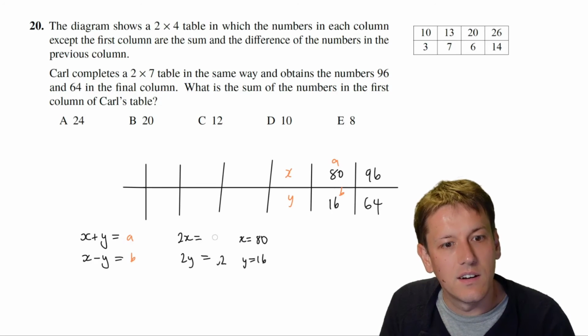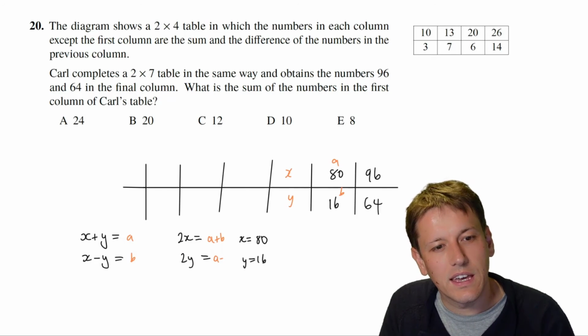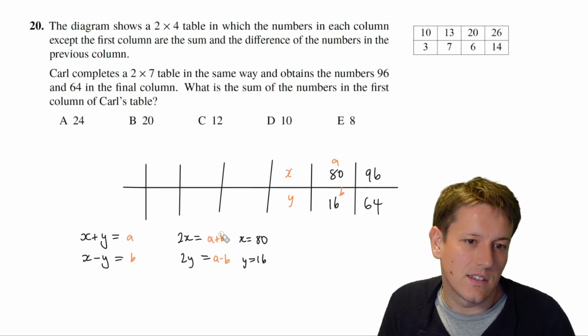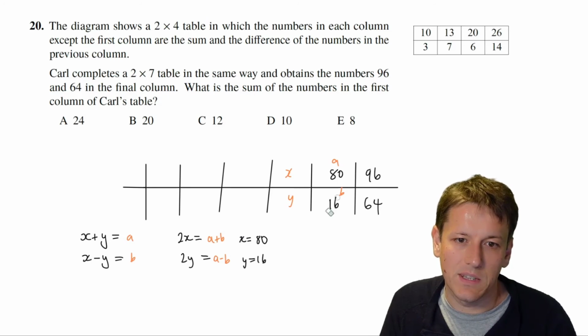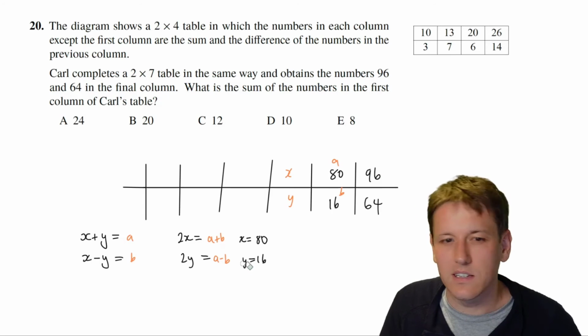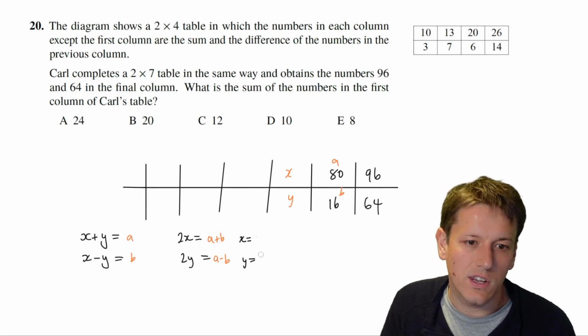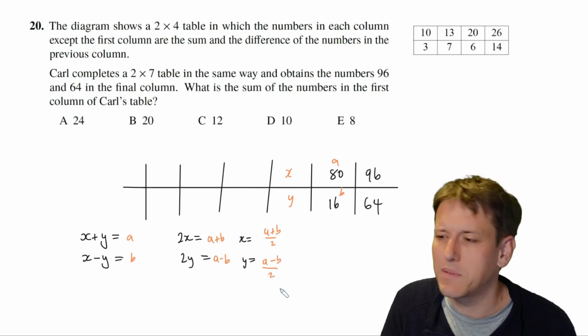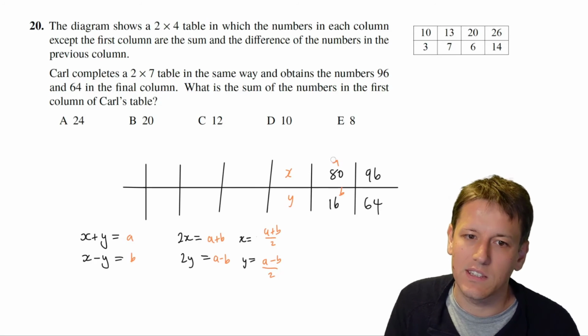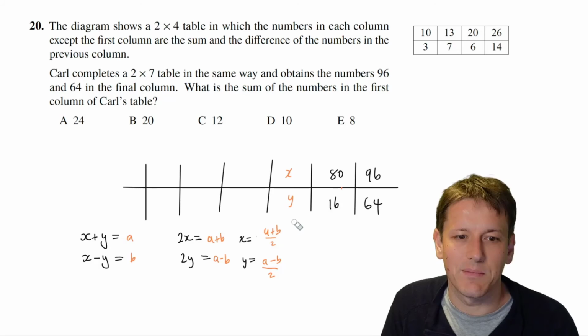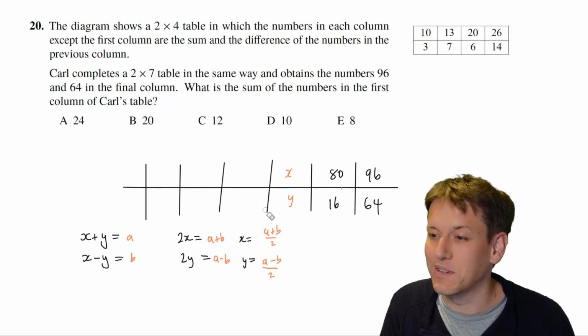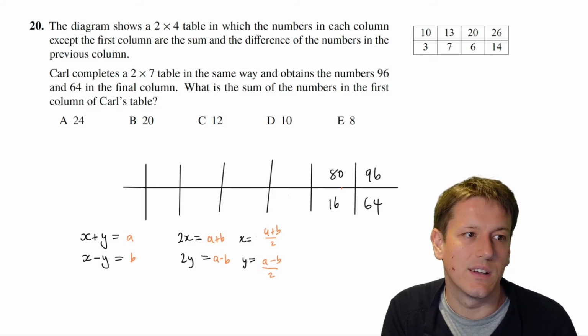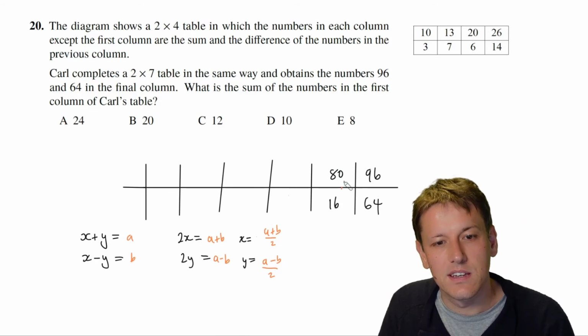Adding these together, I find that 2x is a plus b, and subtracting them, I get a minus b. Previously we had a plus b was 96 plus 64, and a minus b is 96 minus 64. So in general for this formula, we get a plus b over 2 and a minus b over 2. So to go back a step in this table, all I have to do is add the numbers together and divide by 2, and subtract them and divide by 2, and that will move us back through this table. So 80 plus 16 is 96, divide that by 2 and I get 48.